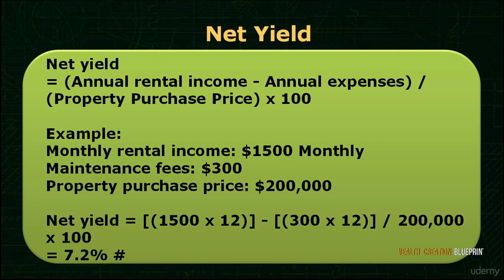Now let's move on to net yield. Net yield is calculated as follows. Net yield equals annual rental income minus annual expenses divided by property purchase price times 100. For example, the monthly rental income is $1,500. Monthly maintenance fees, $300. Property purchase price is $200,000. Net yield equals $1,500 times 12 minus 300 times 12 divided by 200,000 times 100, equals a 7.2% yield.